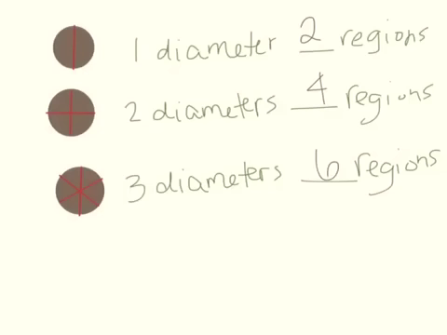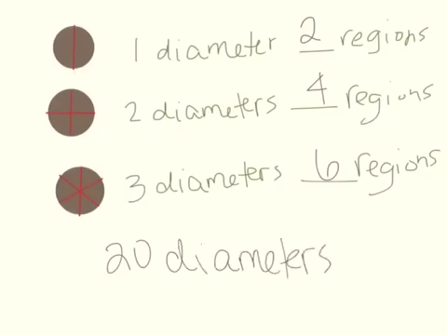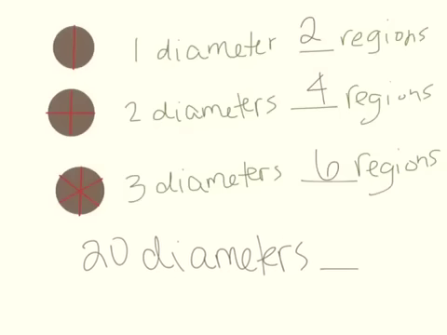If we had 20 diameters, that would give us 40 regions. Let me get that on there. 40 regions.